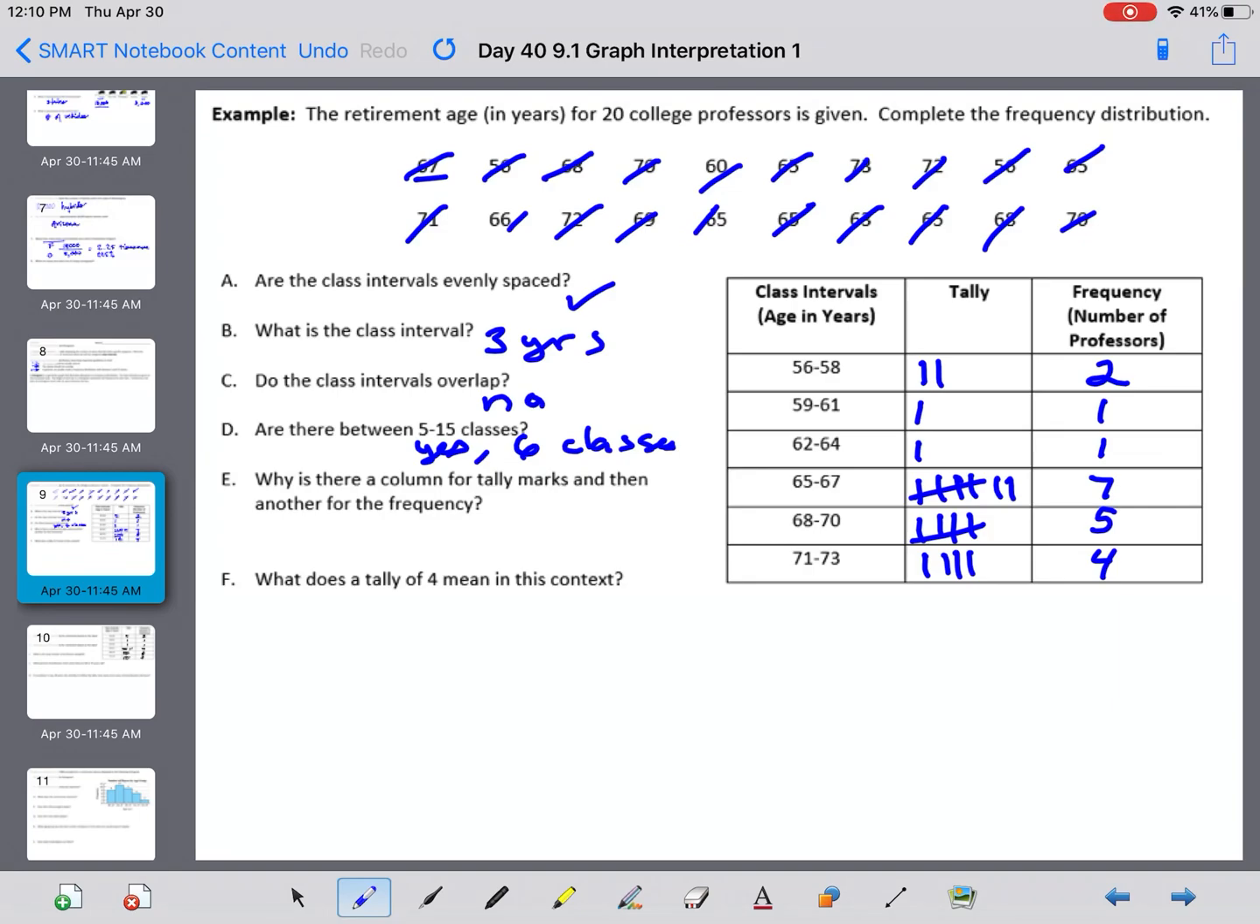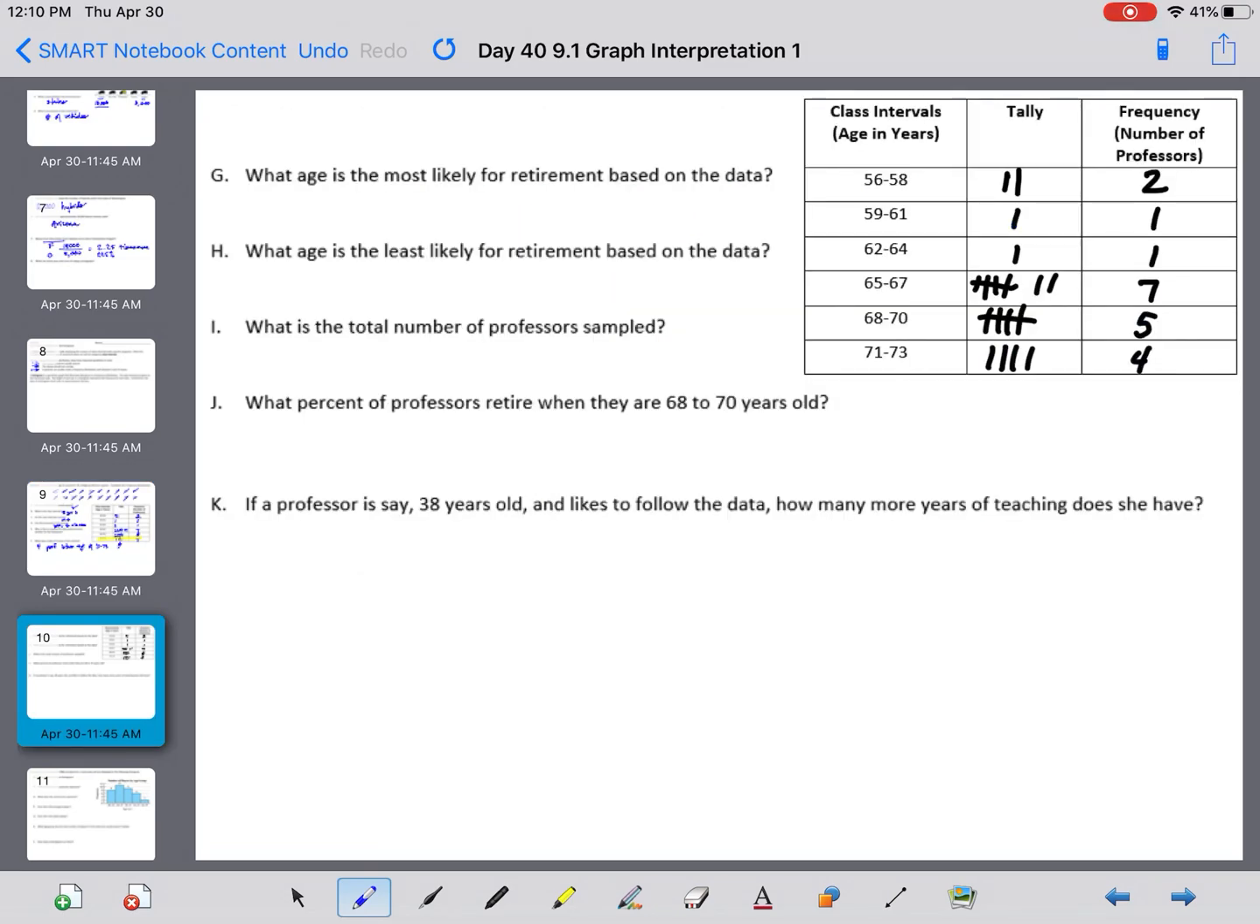So let's look at question E here. Why is there a column for tally marks and another one for the frequency? It just helps us stay organized. The tally marks are what I use when I'm going through and I'm actually trying to organize my data. And then the frequency lets me sum up my tally marks. And then F, what does a tally of 4 mean in this context? It means that there would be 4 professors who retire between the age of 71 and 73, because that's where my tally mark of 4 was coming from for this particular problem.